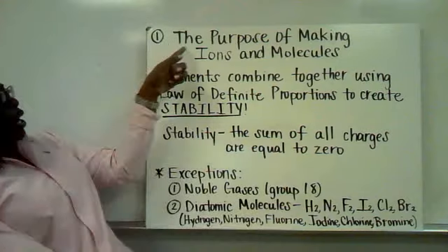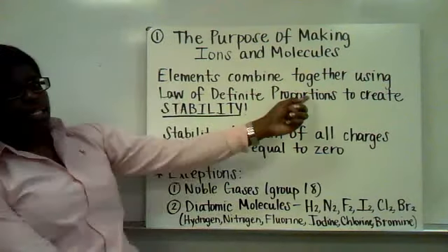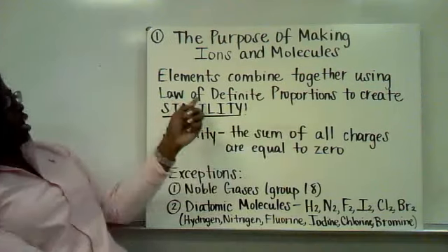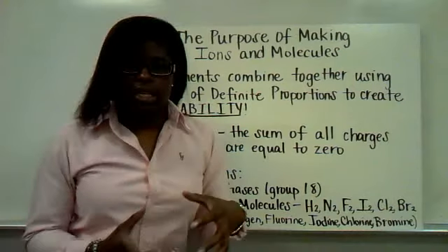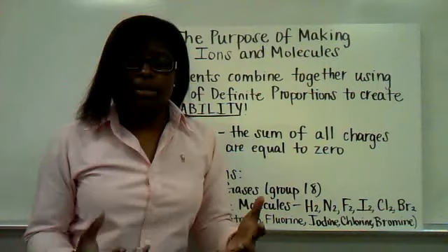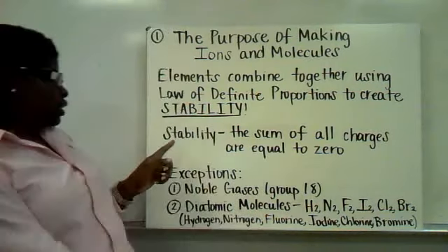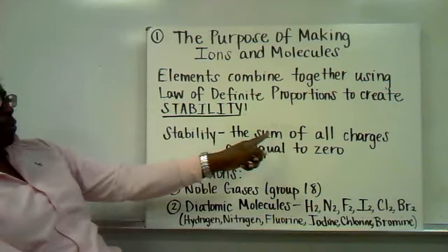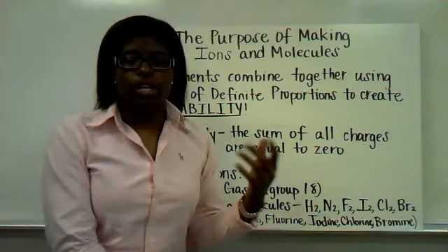So, the purpose of making ions and molecules: elements combine together using the law of definite proportions to create this thing called stability. So, all elements are seeking stability. Because they don't have stability, they're going to attempt to form ions and molecules. Stability is when the sum of all charges is equal to 0.